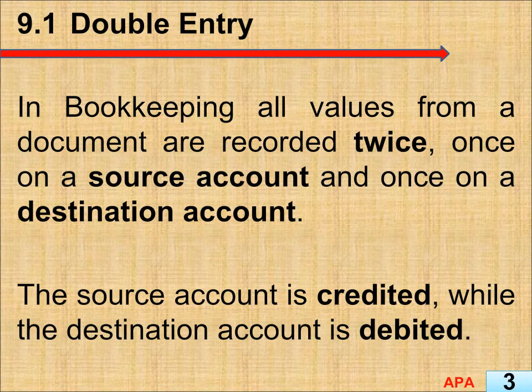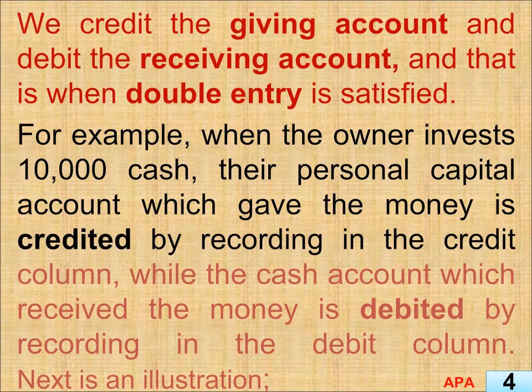Section 9.1. Double Entry. In bookkeeping, all values from a document are recorded twice, once on a source account and once on a destination account. The source account is credited, while the destination account is debited. We credit the giving account and debit the receiving account, and that is when double entry is satisfied.